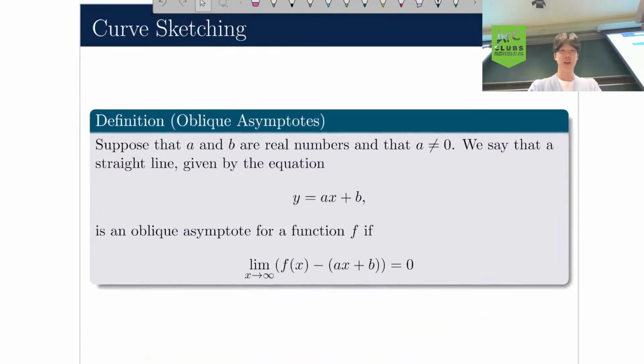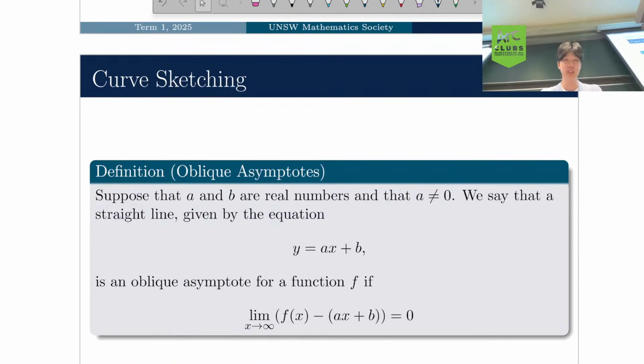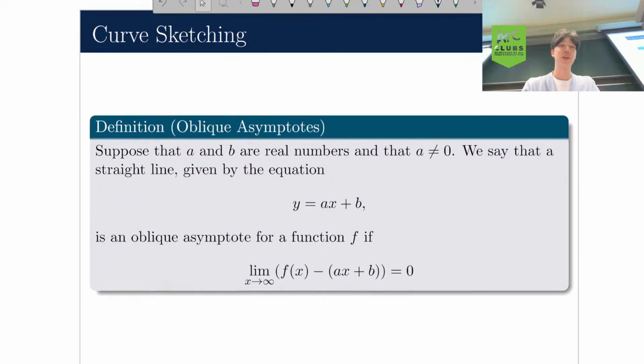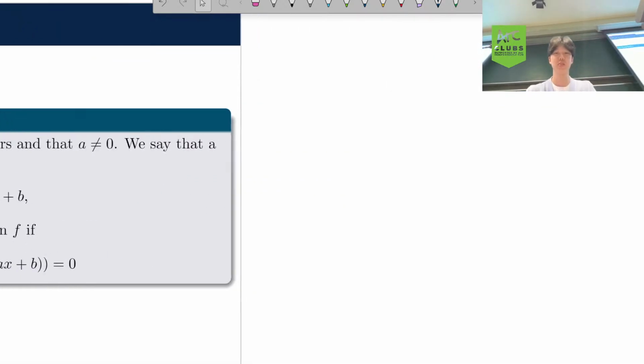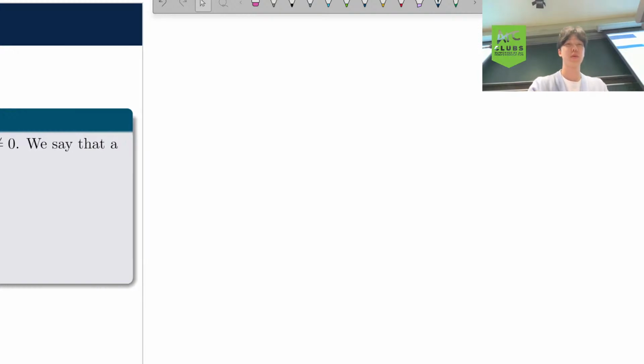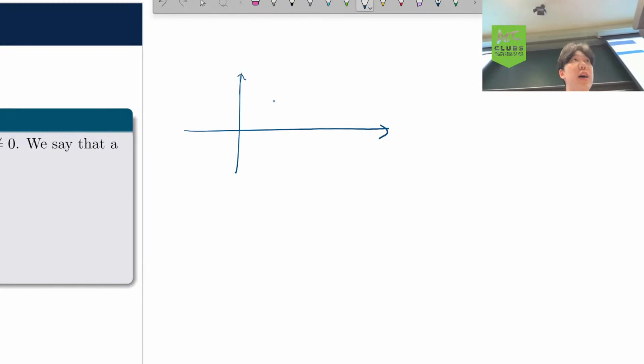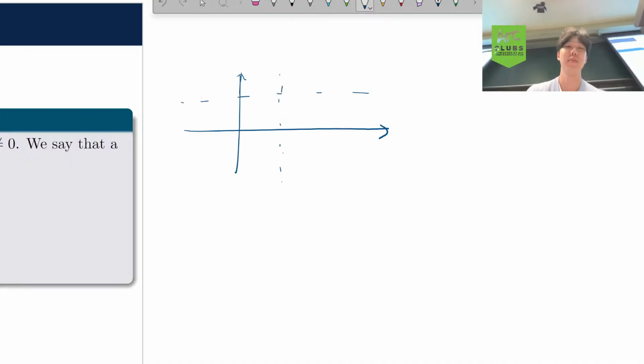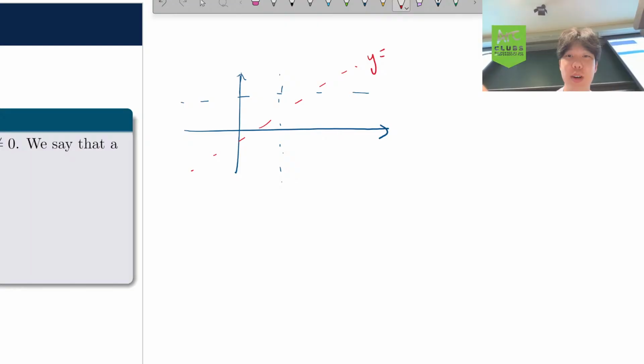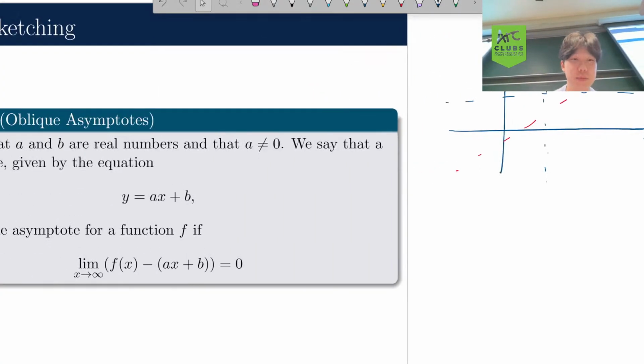Okay, so now we're going to look at curve sketching, and particularly we're going to be looking at oblique asymptotes. So far, what you guys are probably familiar with are vertical asymptotes that probably look like this, and horizontal asymptotes. But what if we have an asymptote that was like a diagonal line, essentially, in the form y equals ax plus b? So that's what we're going to be looking at.